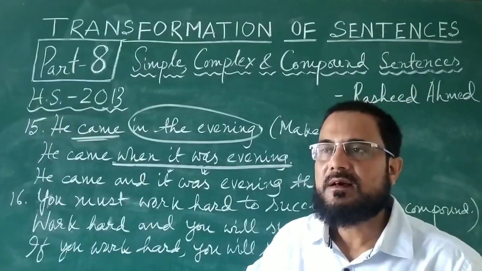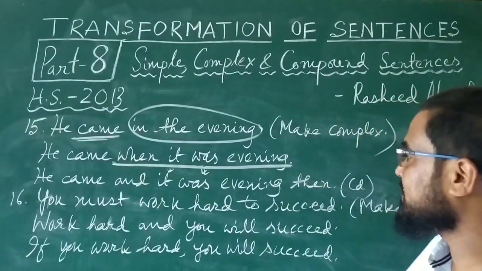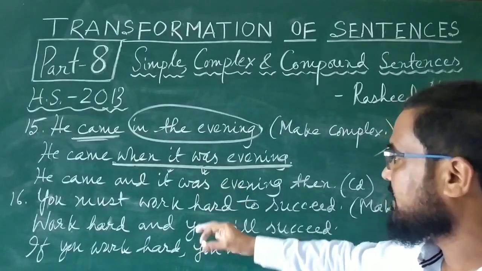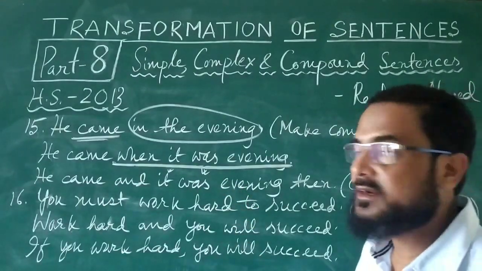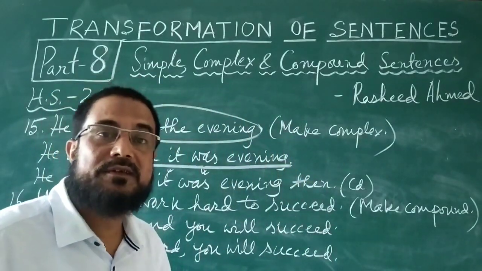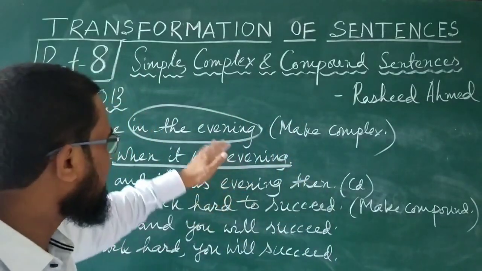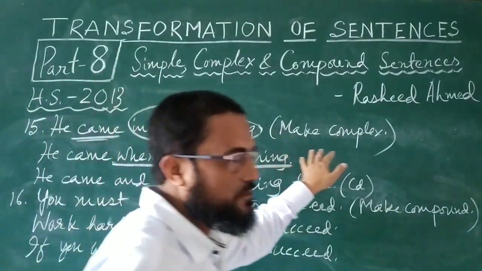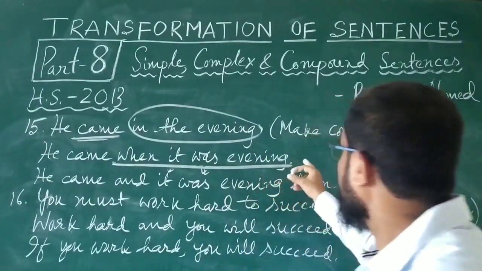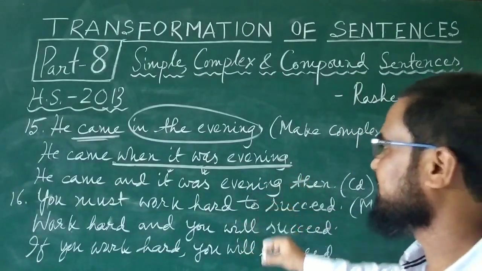If you want to know the answer when asked to make it compound, then this is the answer: He came and it was evening then. But so far as the answer to this sentence is concerned, as instructed in the question paper, the complex sentence is: He came when it was evening.